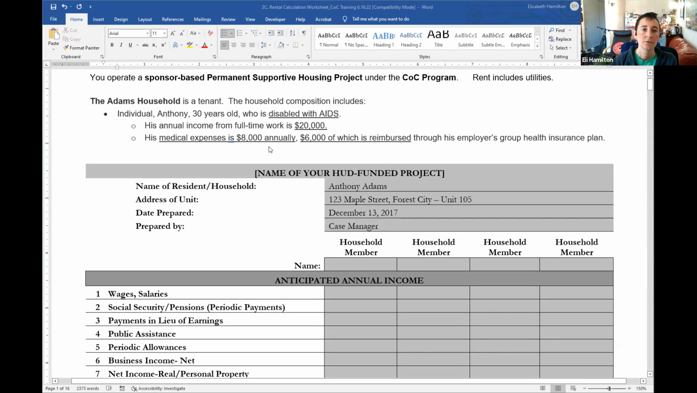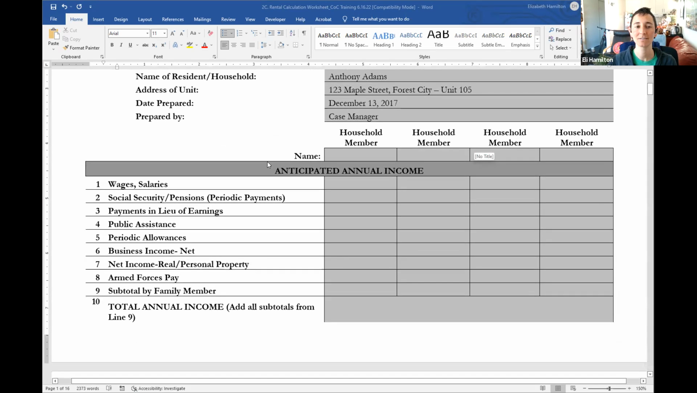Okay. So our first step, can anybody remind us of what the first step is? Does anybody remember what the first step is in calculating participants' rent? Step number one. There's a clue in the form. What's our first step in the form?